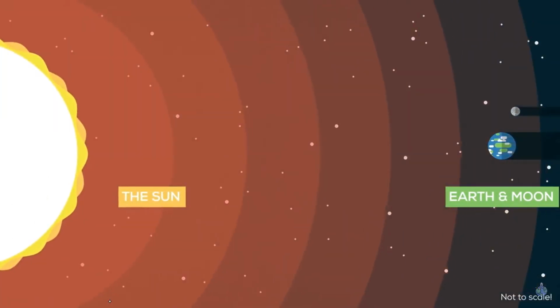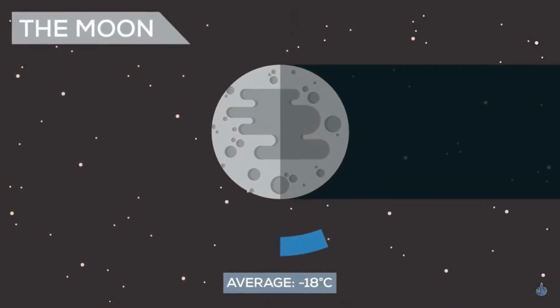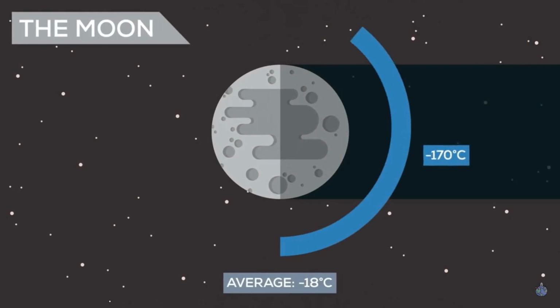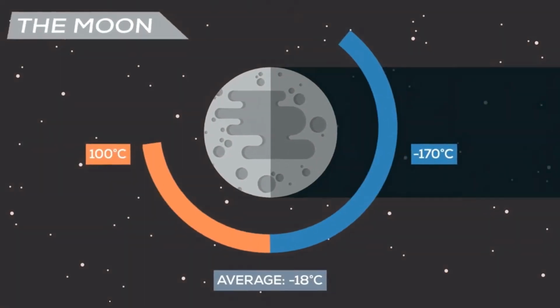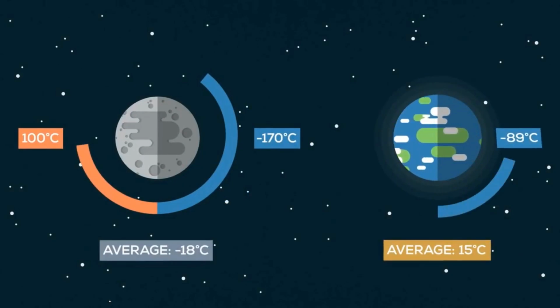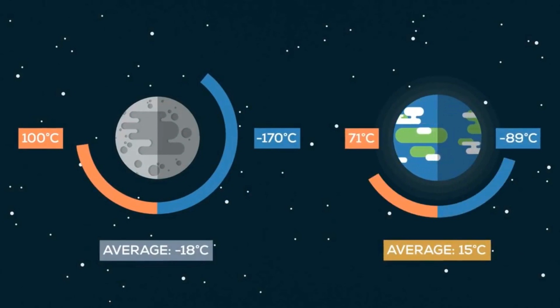And the moon are basically the same distance from the sun, yet temperatures on the moon average an unlivable -18 degrees Celsius. And even deadlier, they range from -170 Celsius during lunar night to 100 Celsius at lunar noon, regularly exceeding both the coldest and hottest temperatures ever recorded on Earth.